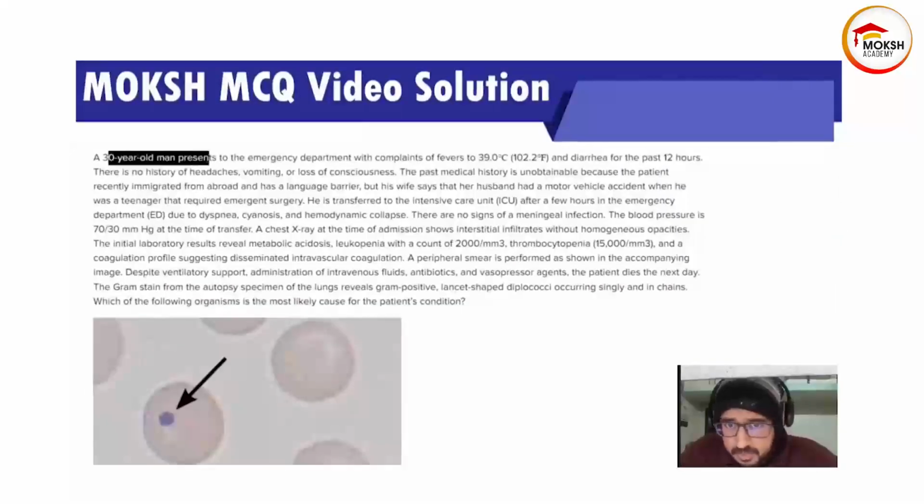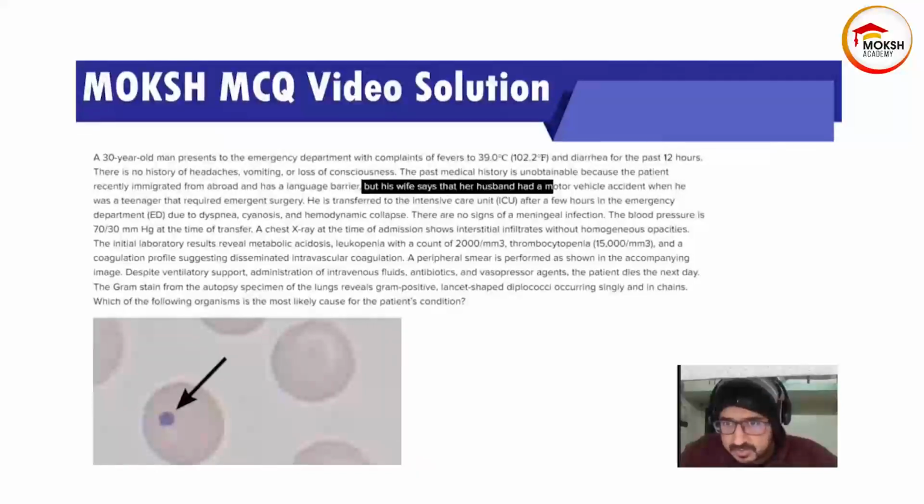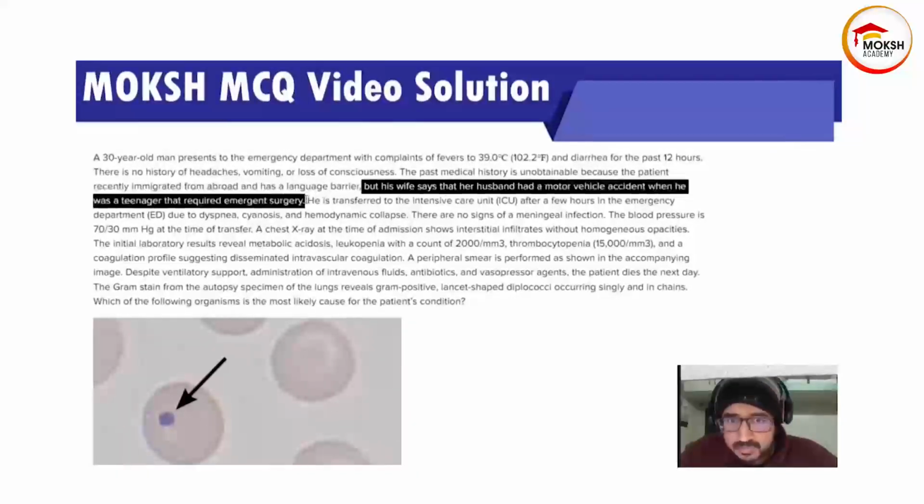Alright, so we have a 30-year-old man who comes to the emergency department with fever and diarrhea. This is something non-significant. This can happen in any disease, so don't worry about it. Then there is no history of headaches, vomiting, loss of consciousness. Then the past medical history is unobtainable because the patient is an immigrant. Doesn't matter. But then what line drew my attention was the wife tells that the husband had a motor vehicle accident when he was a teenager and required emergent surgery.